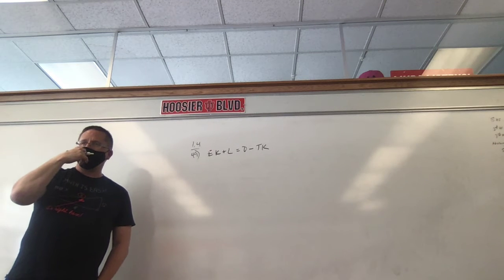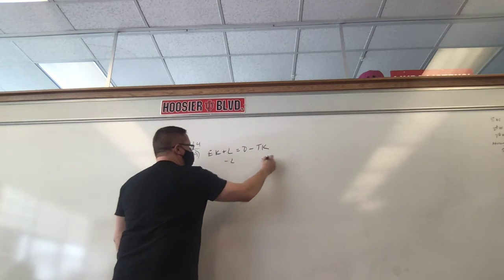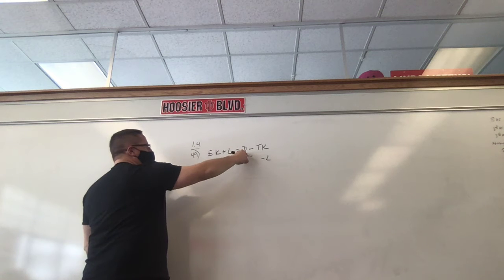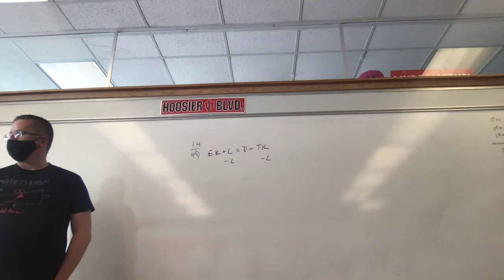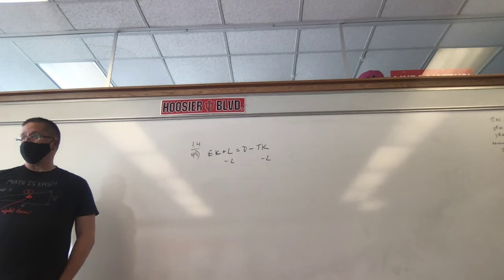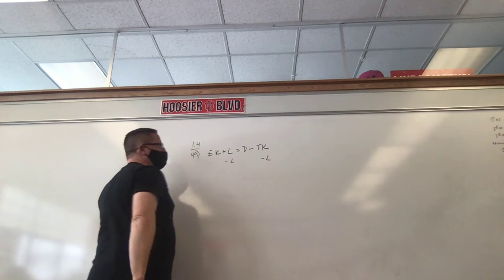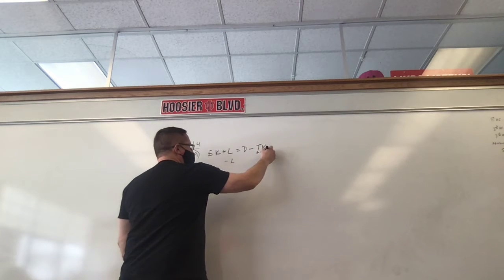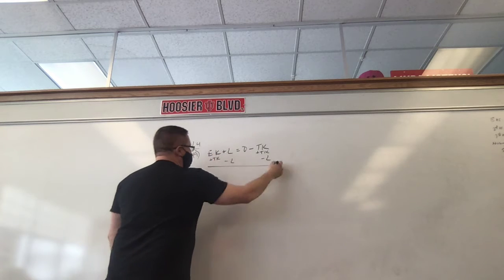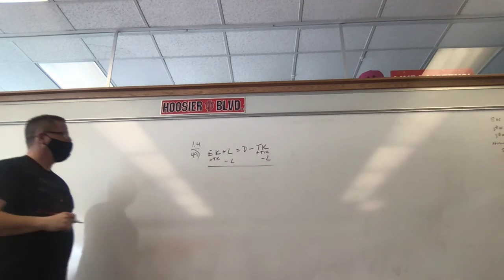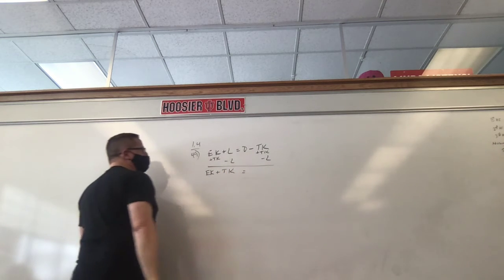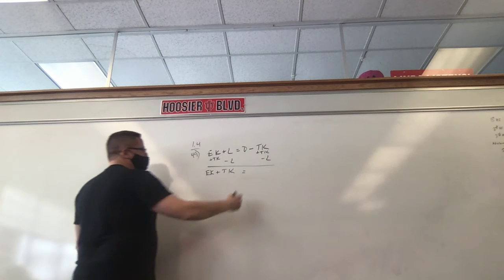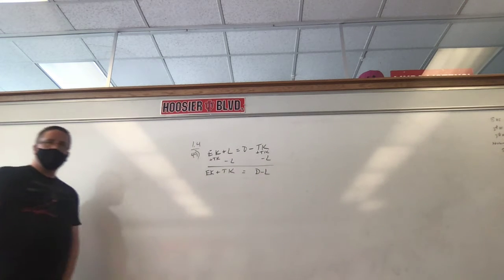So why don't I want the L over there? Because it doesn't have a K. So let's minus L to each side. Do I want this D on this side, or do I want to move it over to the other side? Keep it, because D has no K's. Do I like this minus TK over here? No, we're going to add TK because it has a K. So if we do that, what's on the left-hand side? EK plus TK. What's on the right-hand side? D minus L.